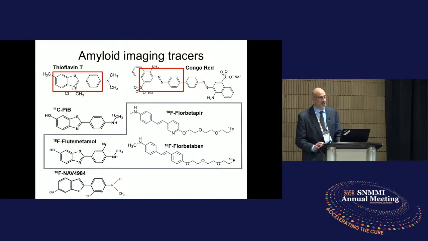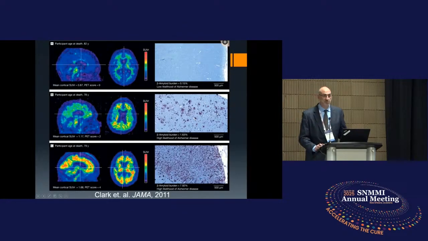So we like F18 tracers better. Well, how do we prove these F18 tracers work? Well, this study, along with other studies like it, where we had to look at PET images and look at the pathology right next to it. So, and how did we do that?